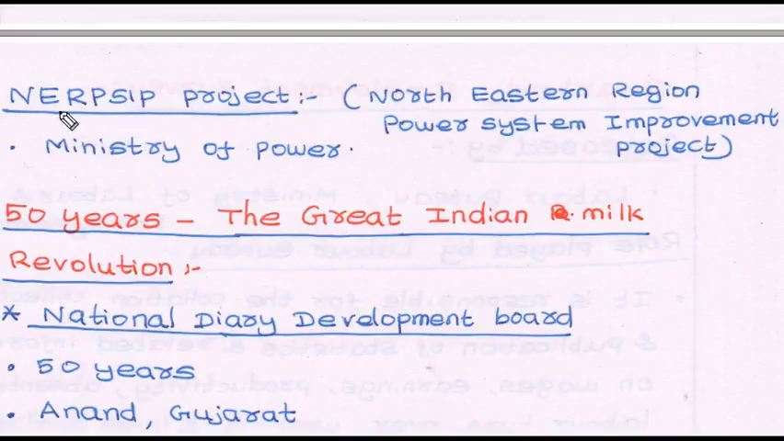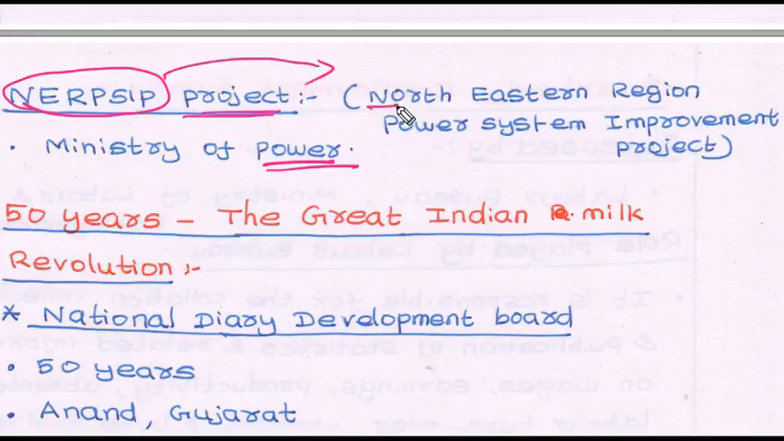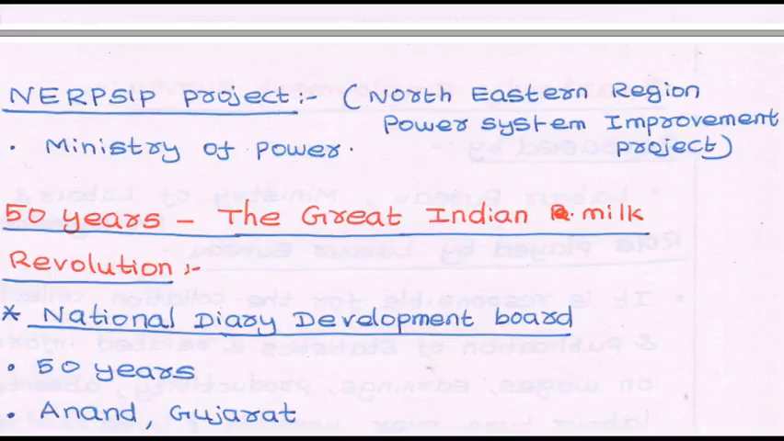NERPSIP project. The NERPSIP project is implemented by which of the following ministries? It is the Ministry of Power. The project stands for Northeastern Region Power System Improvement Project.